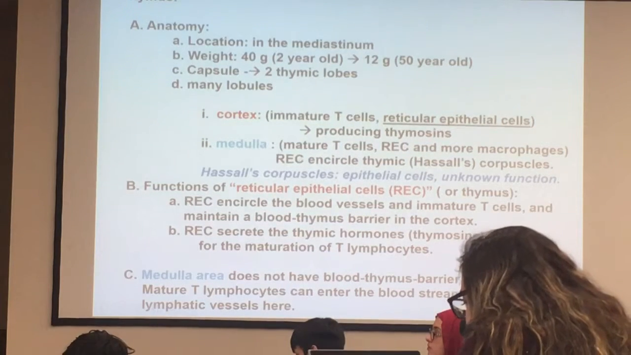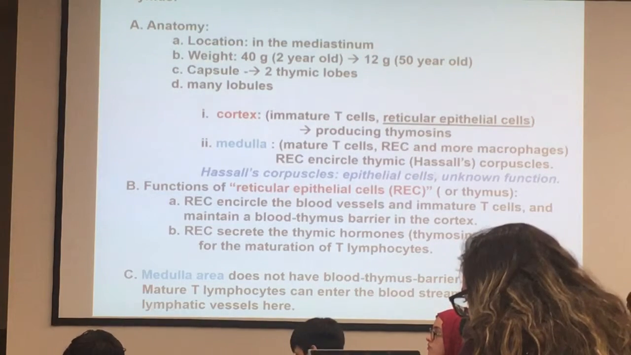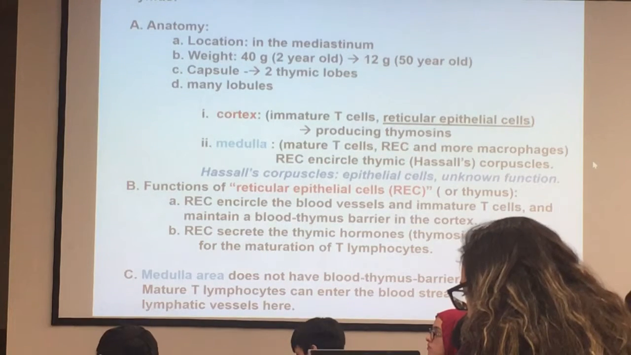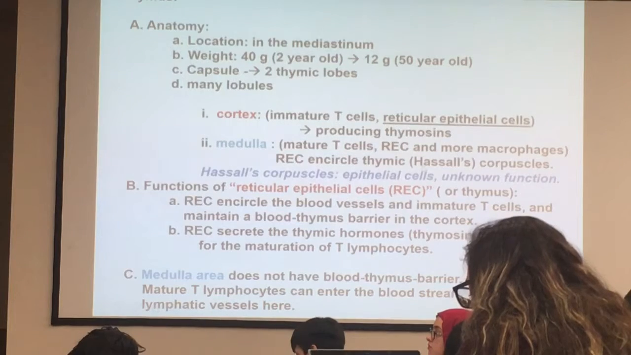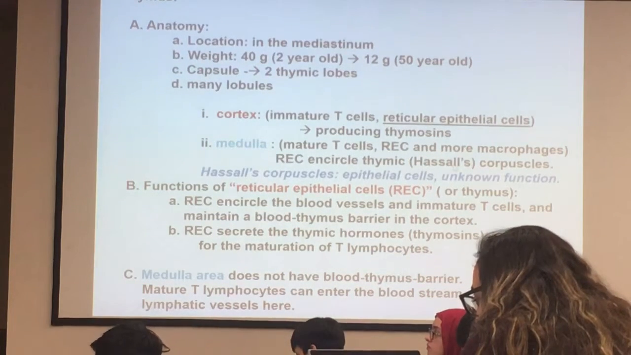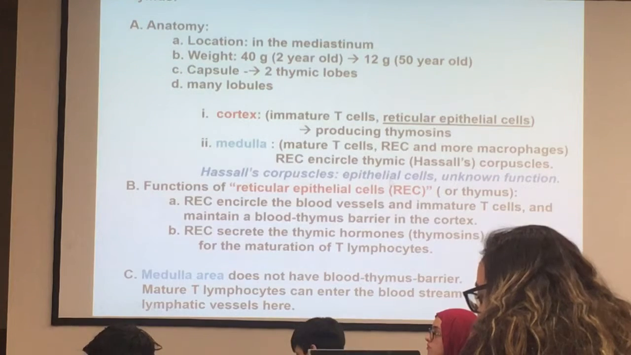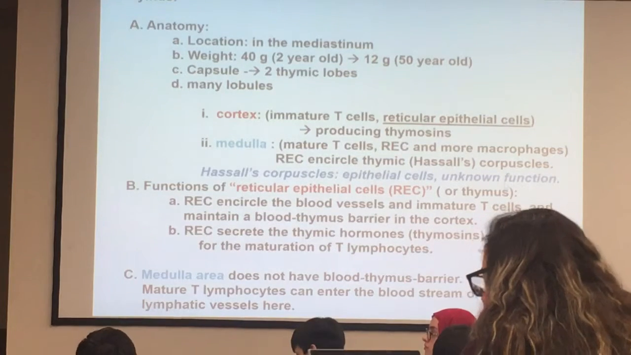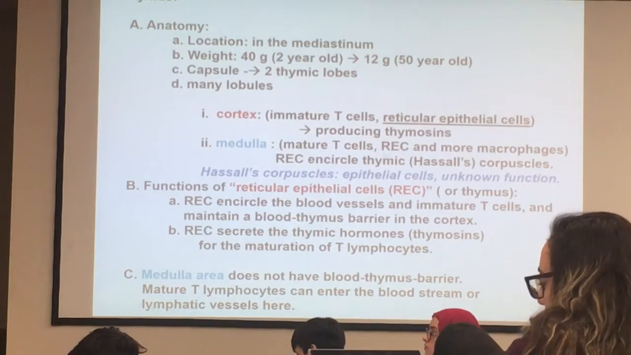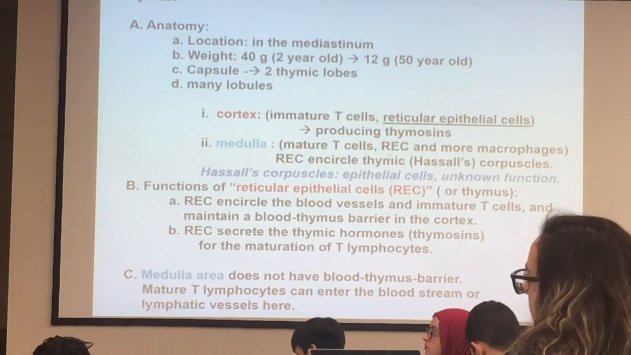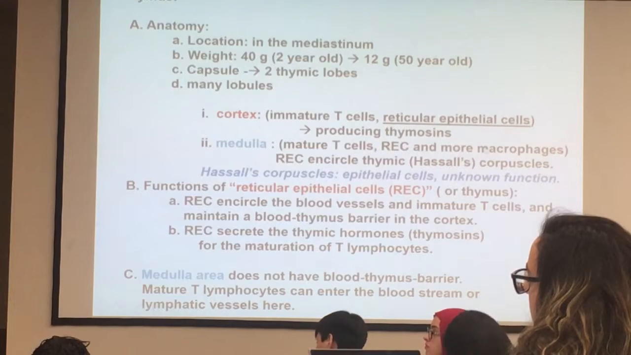In the medulla they form a circle, and we call it a corpuscle, discovered by Dr. Hassall, so we call it Hassall's corpuscle. It is a modification of epithelial cells, and the function we don't know. It forms a circle, and inside there they have blood vessels, they have mature T lymphocytes, and they have macrophages.